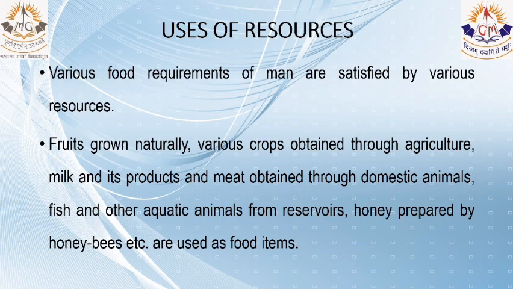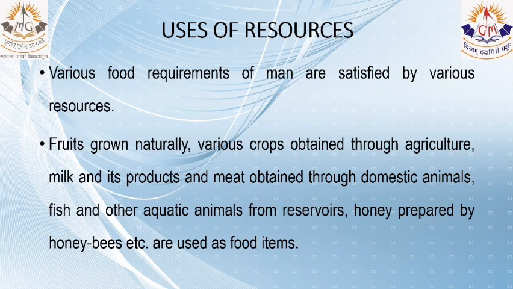Our food requirements are satisfied by them. For example, fruits are grown naturally. Fruits are also grown by men in their fields as trees, plants. Various crops obtained through agriculture. Human beings with their experience, with their knowledge, with their expertise, with their skill, they do agriculture and they take various crops that satisfy our need for food.